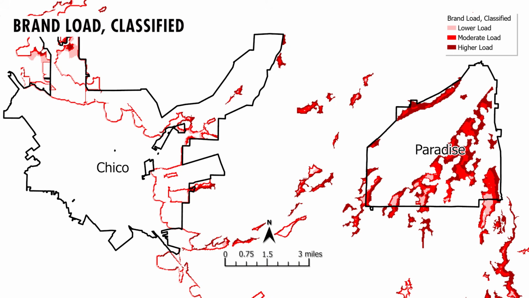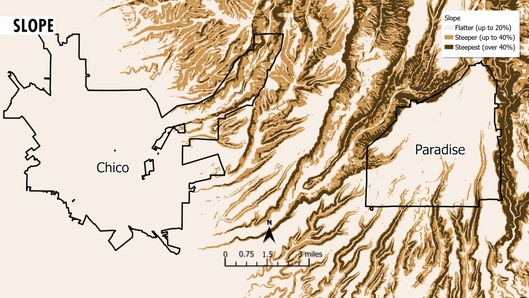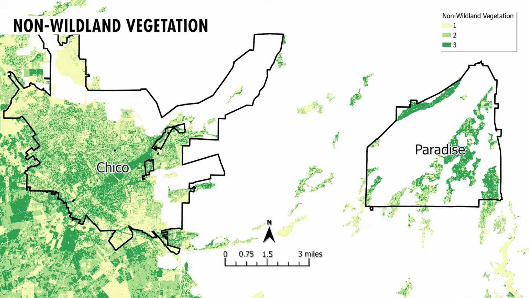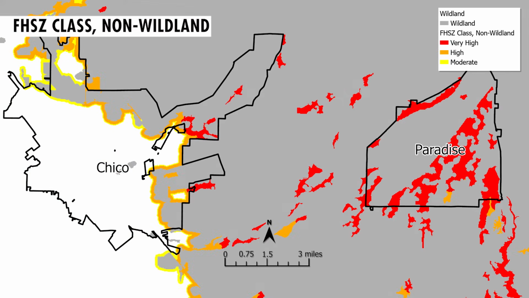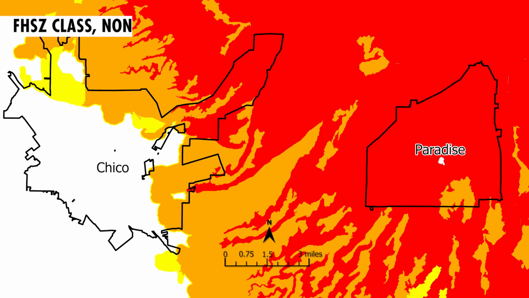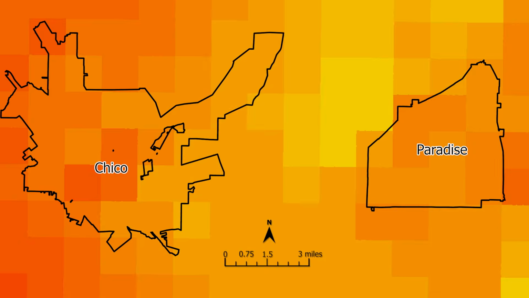In addition to brand load, we include slope and tree cover in generating fire hazard severity zone buffers, as these factors can promote greater fire ignition and spread. The width of the fire hazard severity zone buffer is wider in areas that have higher brand load, steeper slope, and greater tree cover. In non-wildland, areas that are sufficiently far from hazardous wildlands can remain unzoned, in contrast to wildland areas, which always receive a zone designation.